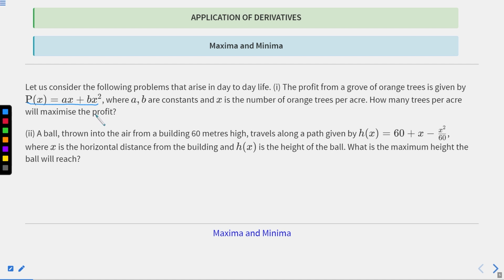Second, a ball is thrown into the air from a building of 60-meter height and travels along a path given by this, where x is the horizontal distance from the building and h(x) is the height of the ball. What is the maximum height the ball will reach? You can answer such questions if you know the concept of maxima and minima.